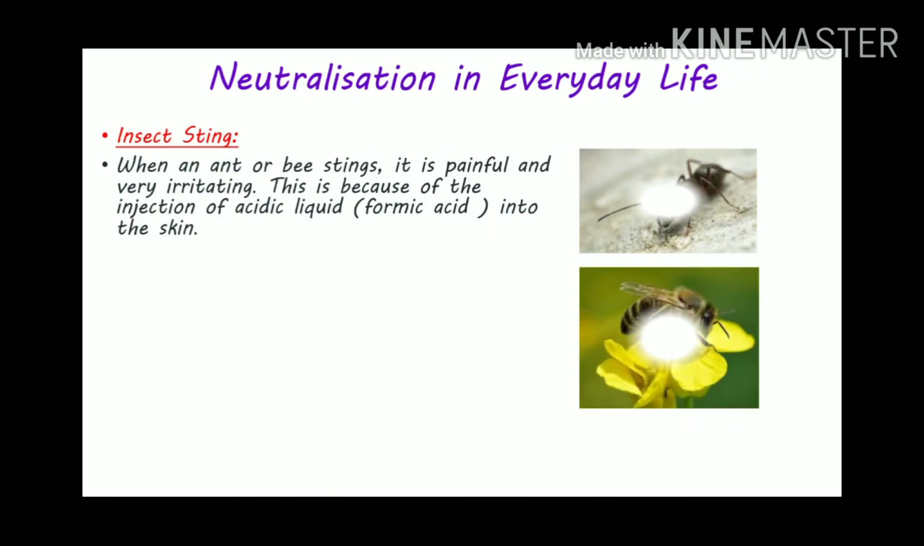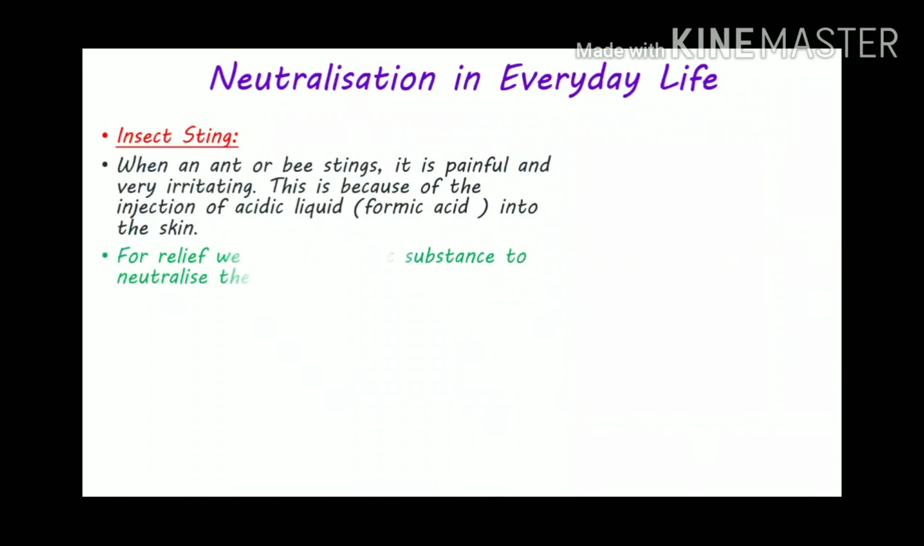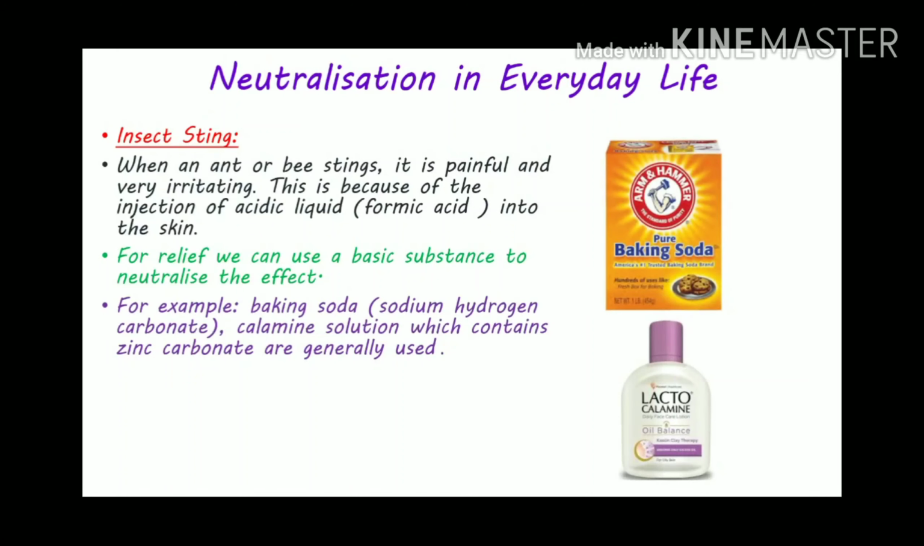Neutralization in everyday life. Insect sting. When an ant or bee stings, it is painful and very irritating. This is because of the injection of acidic liquid called formic acid into the skin. For relief, we can use a basic substance to neutralize the effect. For example, baking soda, which is also called sodium hydrogen carbonate, and calamine solution, which contains zinc carbonate, are generally used.